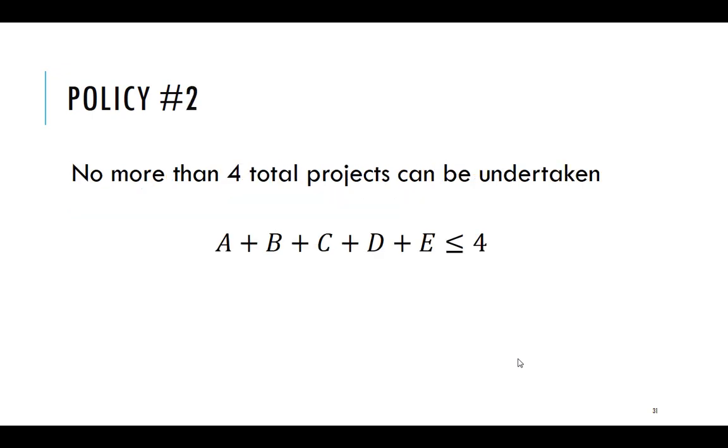Then the easiest policy, I think, is number 2, which is no more than 4 total projects can be undertaken. Because these are binary variables, we just add up all the variables. They're either 1 or 0, and they have to be less than or equal to 4.